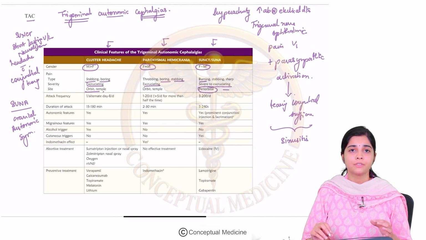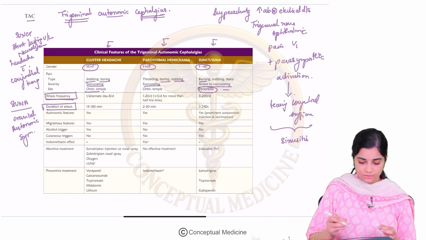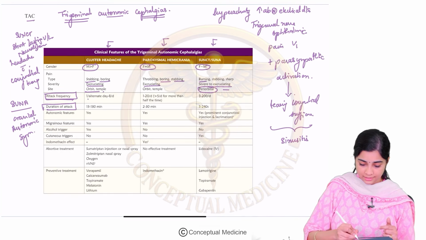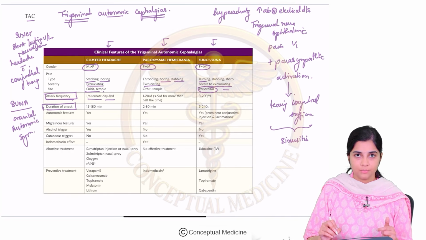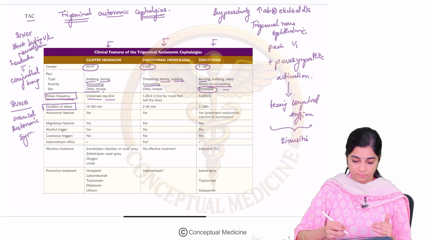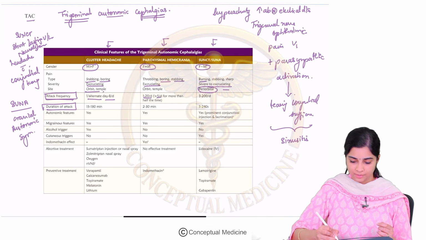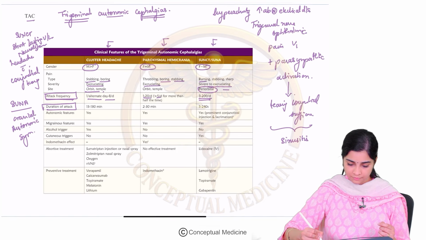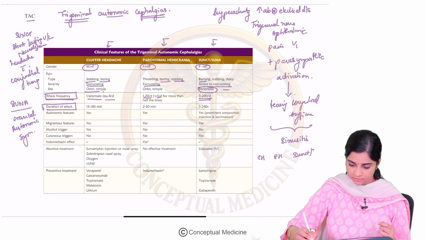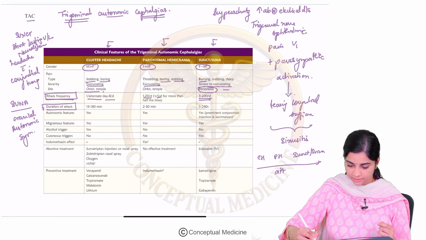Okay. So the main difference is about your attack frequency and duration of attack that you have to remember. So the attack frequency of cluster headache is about 1 per day, okay, to 8 per day. But the attack frequency is higher when it comes to your paroxysmal hemicrania, which can be 1 to 20 per day. So it's definitely more than 5 per day, and SUNCT and SUNA can be up to 100 per day. So if you just take cluster headache, paroxysmal hemicrania, and SUNCT and SUNA, right?